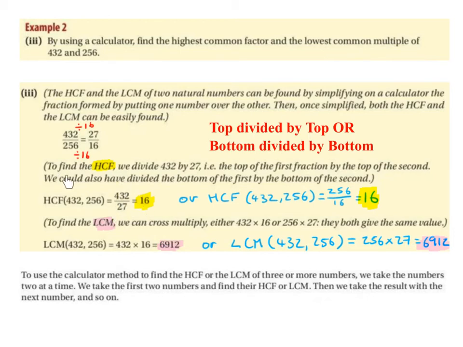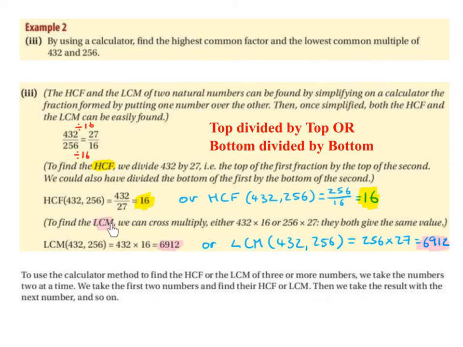We could have divided the bottom of the first fraction by the bottom of the second. So 256 divided by 16. So 256 divided by 16 is also 16. So for the HCF, top divided by top or bottom divided by bottom. Either will give us the right answer.